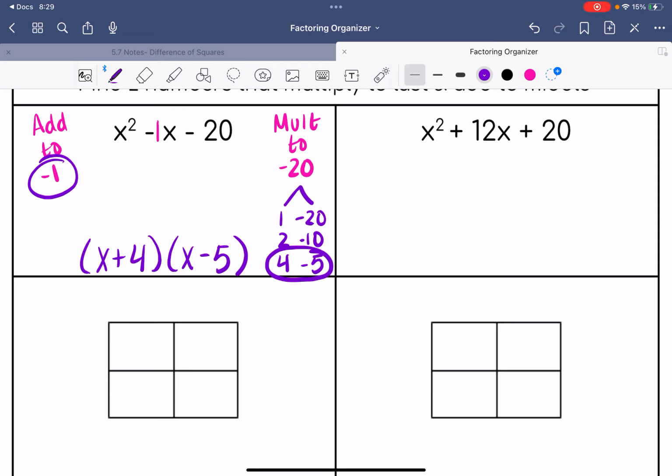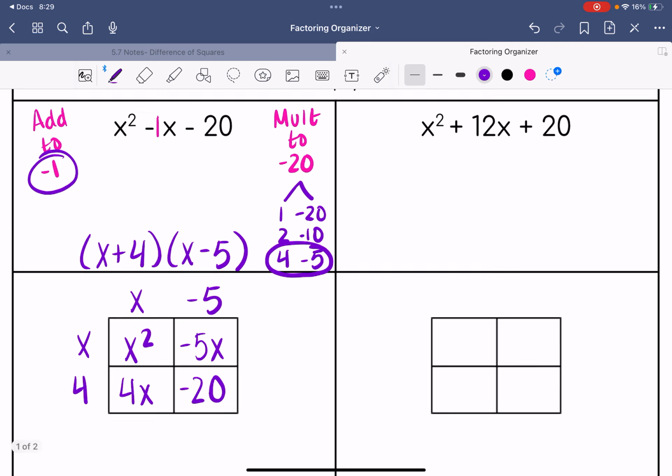Okay, if I wanted to multiply this out to check my work, I could. I would put x and 4 over here on the left of my box, x and -5 on top of my box, and then multiply those things out. X times x is x squared. X times -5 is -5x. 4 times x in the bottom left-hand corner. And then the bottom right-hand corner is going to be 4 times -5, which is -20.